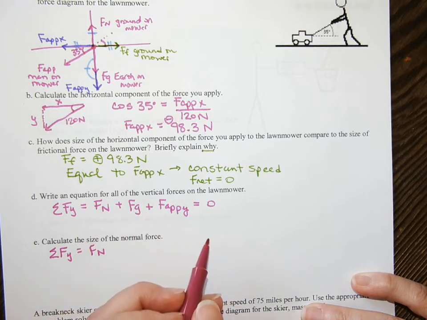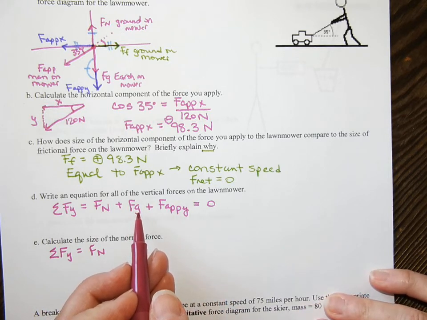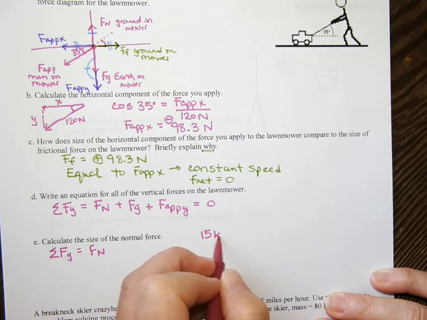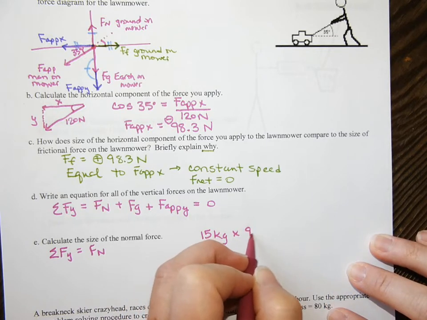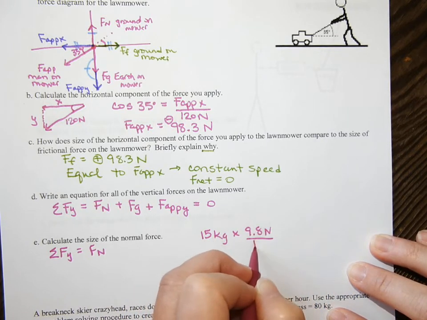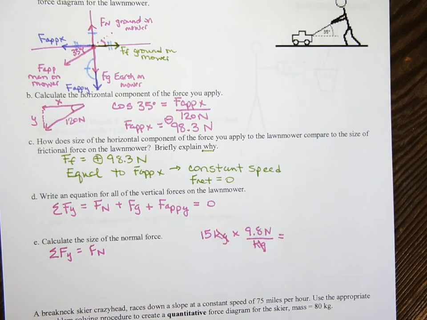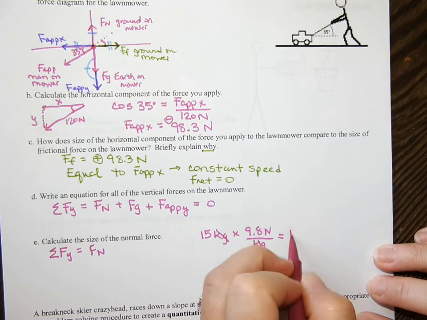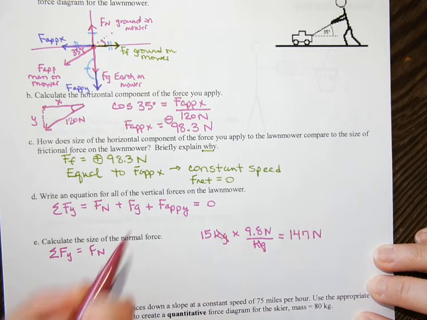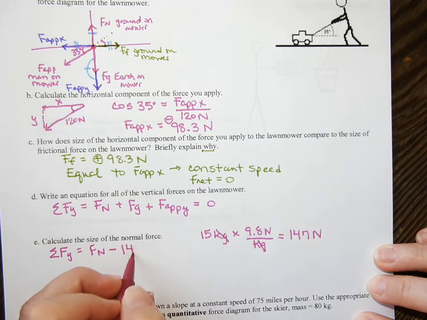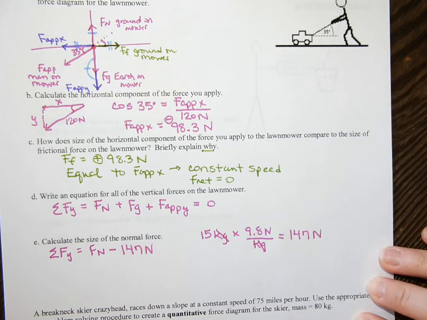Just over here on the side, let's calculate the weight of the lawnmower. It tells me in the question that it's a 15 kilogram lawnmower. And remember, our conversion is 9.8 newtons per kilogram. So the weight of this lawnmower is 15 times 9.8. That gives me 147 newtons. And because gravity is a downward force, this will be a negative 147 newtons.